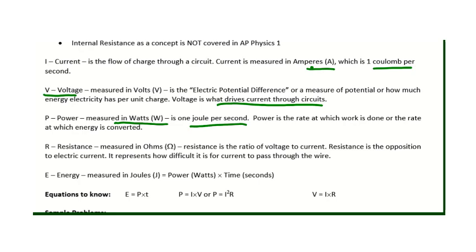And resistance, which is a new concept we looked at briefly with resistivity, is measured in ohms, abbreviated with the capital Greek letter omega, and is the ratio of voltage to current. Resistance is the opposition to the current that is flowing through the wire. It is how difficult it is for the current to pass through the wire. Energy is just going to be power times time, which is consistent with previous units. So we have the equations that you're going to need to know here, and we'll be using them in some sample problems below.